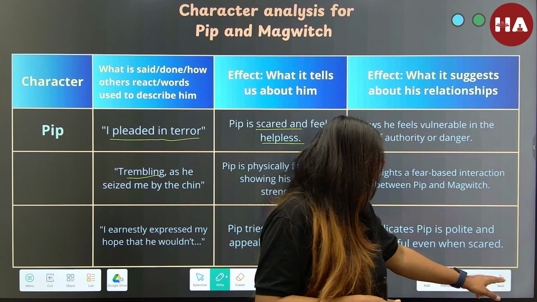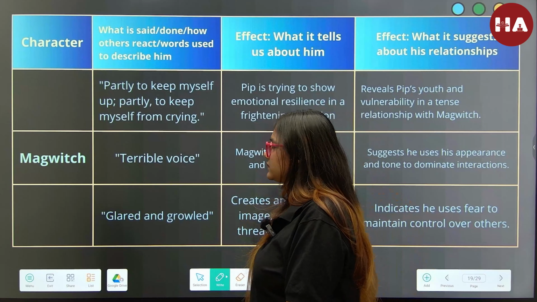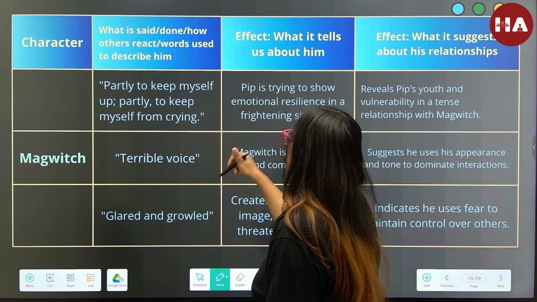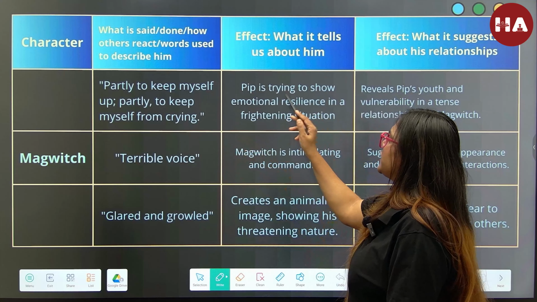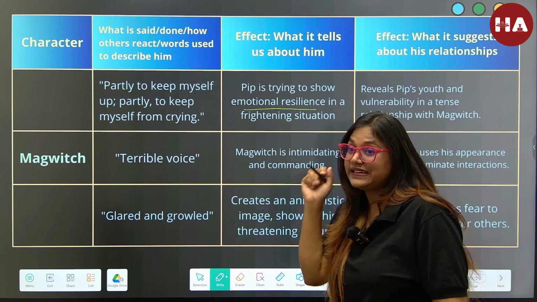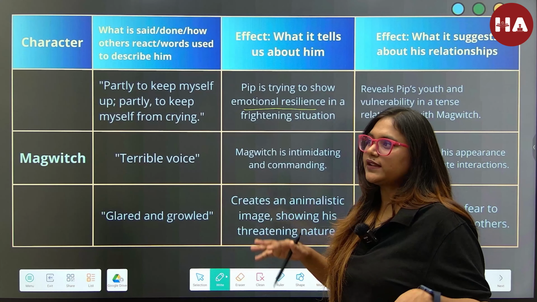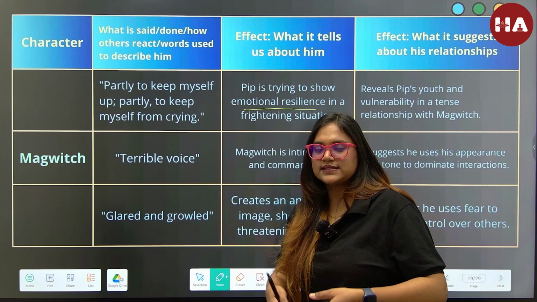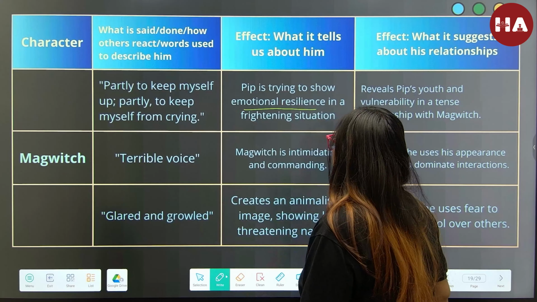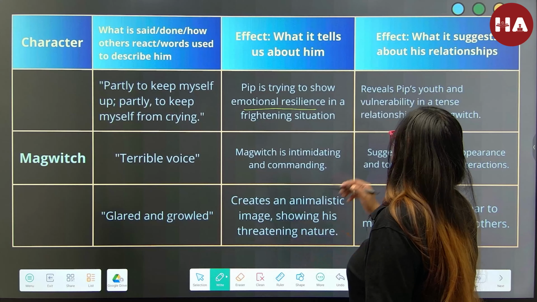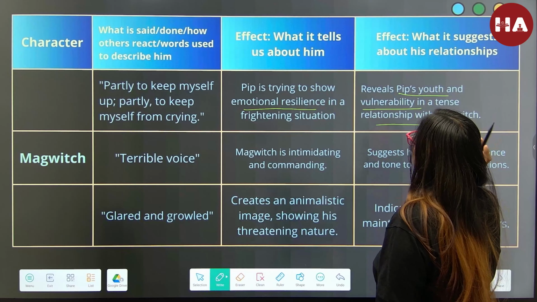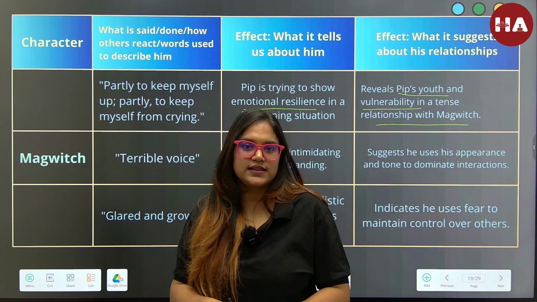All right, let's see one last one. "Partly to keep myself up, partly to keep myself from crying." So what does this tell about him? He is trying to show emotional resilience: I'm not emotionally weak, I can take the terror that I'm going through. In a frightening situation, it reveals Pip's youth and vulnerability in a tense relationship with Magwitch. This is what it tells us.